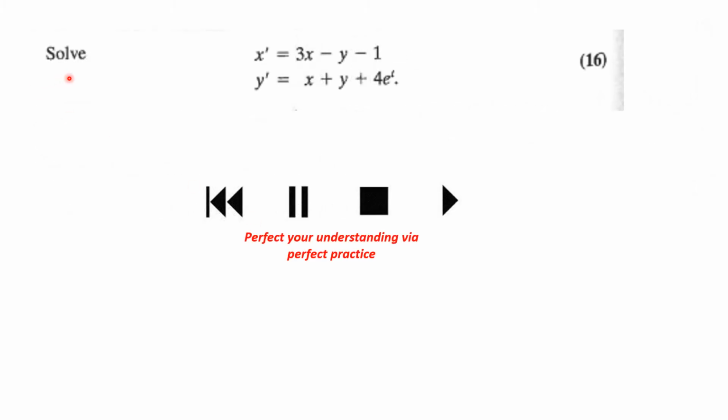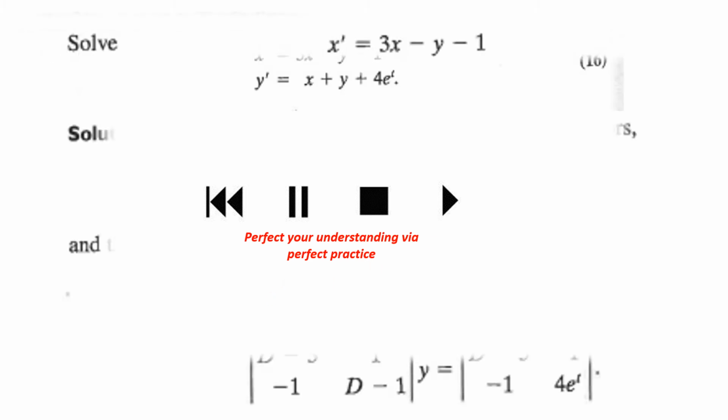So here's a problem for you to test your skills on. Solve the first order system of differential equations: x prime is equal to 3x minus y minus 1, and y prime is equal to x plus y plus 4e to the t. So I invite you to perfect your understanding by practicing this. I'm going to pause, and or you should pause the video and do some work. Let's see how you did.